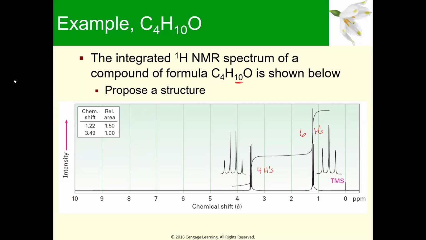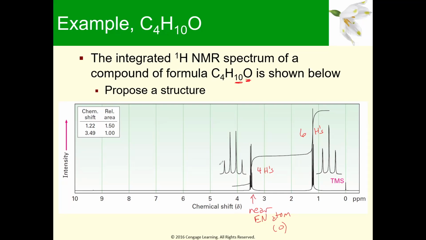Now, what else do we want to point out? Well, we already talked about the integration. So the other thing I want to say is that this peak is a little further downfield. So maybe that's near an electronegative atom. And we know what that atom is because it's given to us in the formula. It's oxygen. So whatever hydrogens are generating this peak at 3.49, I'm guessing that they are close to this oxygen, because that's why they are further downfield. Okay. Now let's think about the splitting pattern.